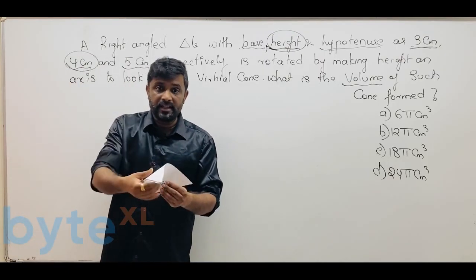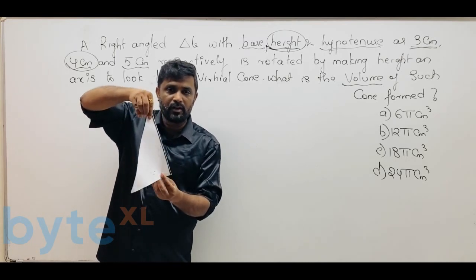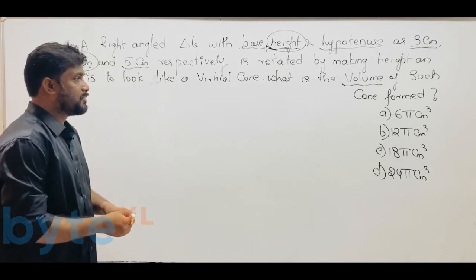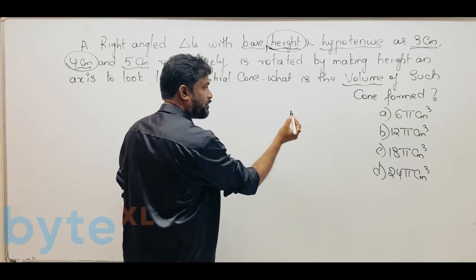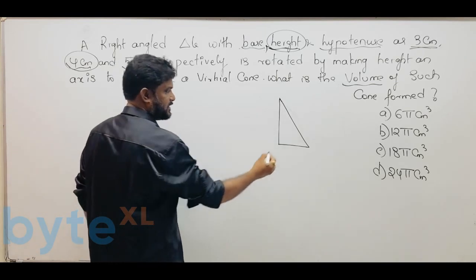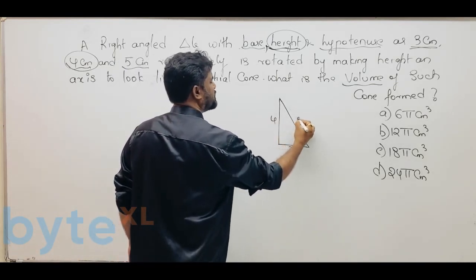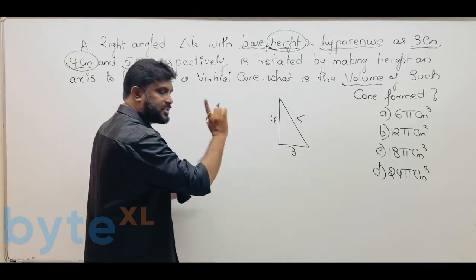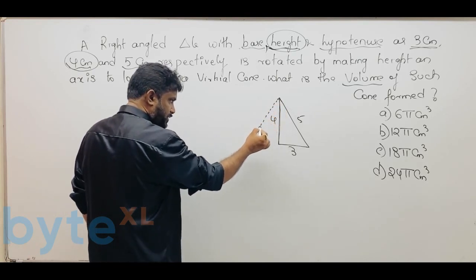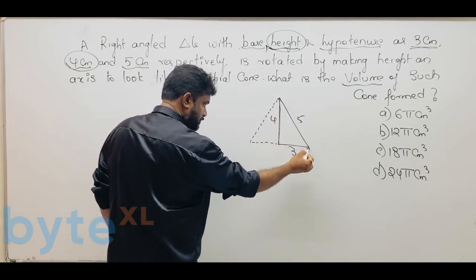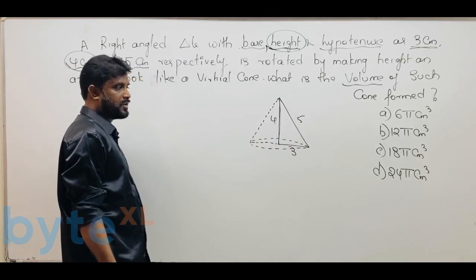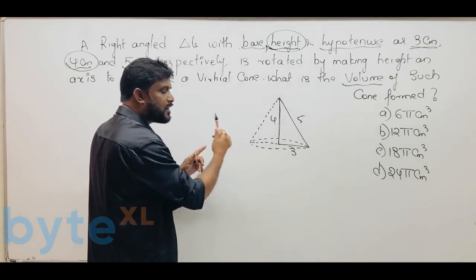Now we will see what the volume of the cone formed will be. Very interesting question. First I'll draw the diagram, whatever you have seen in the video. Look here, there is a triangle. Let us suppose this is the triangle he has taken. This is 3 centimeters, this is 4 centimeters and this is 5 centimeters. When he is rotating it very fast by making this an axis, there is a virtual cone that is formed. So they are rotating it and it looks like a virtual cone.